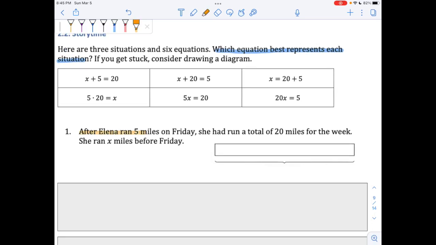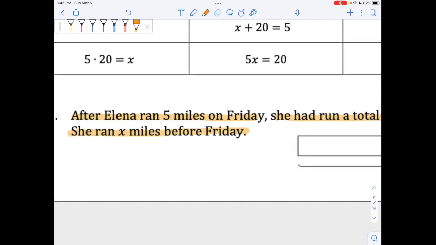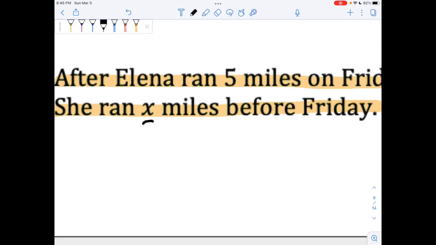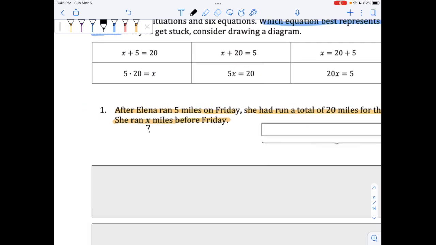After Elena ran 5 miles on Friday, she had run a total of 20 miles for the week. She ran X miles before Friday. Remember that X just means an unknown number. They're not telling us how many miles before Friday. Okay, so let's go back into this.